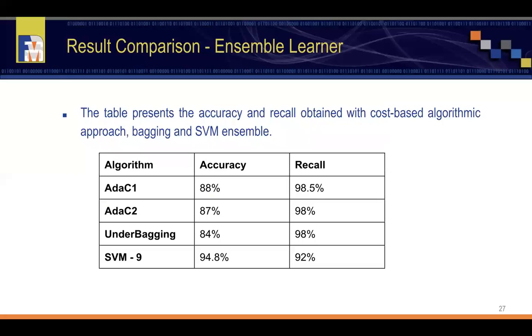This table represents a few of the results for the algorithmic approaches, data distribution approach, and the SVM ensemble. Now comparing the results for the algorithmic approach and the bagging approach, we can note that since underbagging performs subsampling of the majority class, the accuracy obtained is lower than that obtained for the ADAC1 or ADAC2 algorithm. And the SVM ensemble produces a classifier with a better accuracy and recall trade-off.